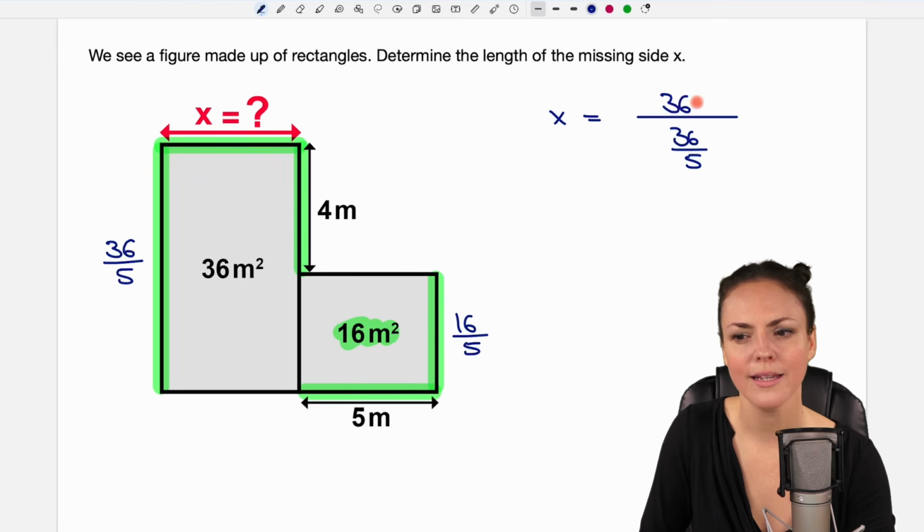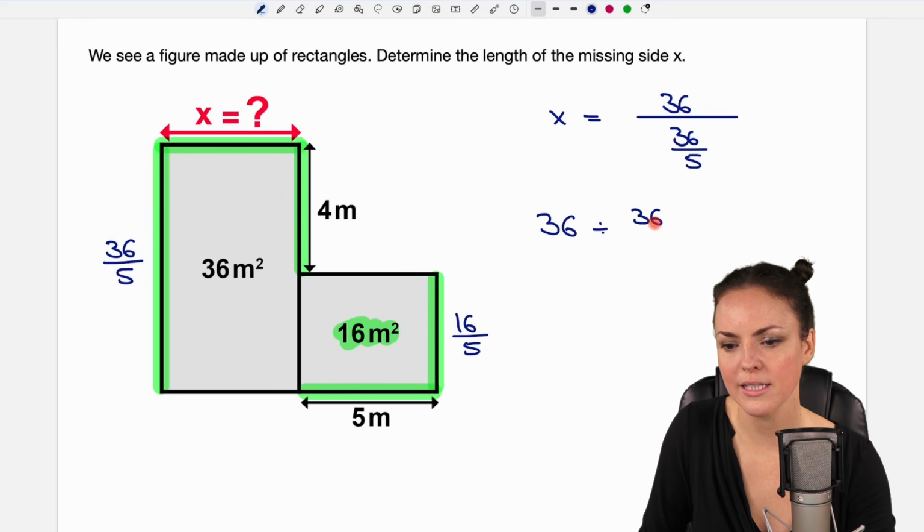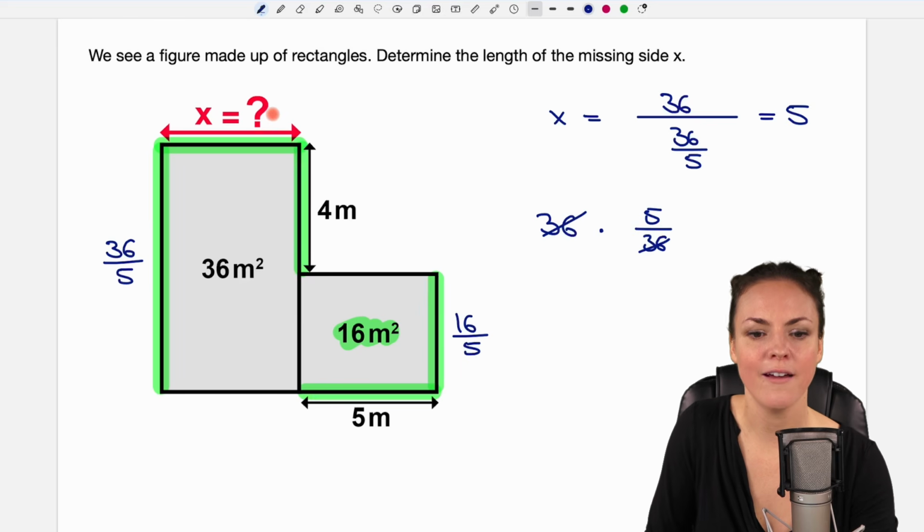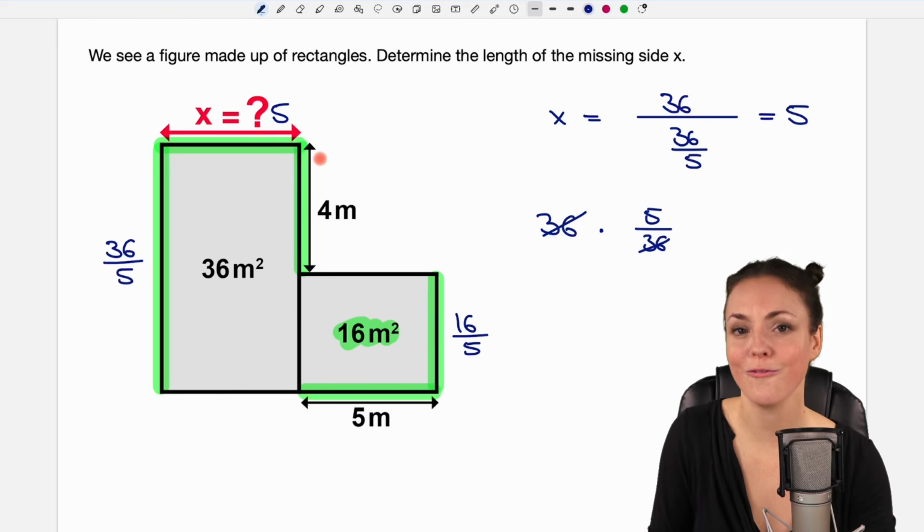Okay, how do we do that? Well, let's write it in a different way. We take the 36 and divide it by this fraction, by the 36 over 5. How do we divide by a fraction? By multiplying by its reciprocal. So instead of dividing, we multiply, but then we have to switch those two numbers. We have to write the 5 to the top and the 36 on the bottom. Now we can cancel out the 36, and the 5 is what is left, so we know our x is of length 5, and we solved this problem with the first method.